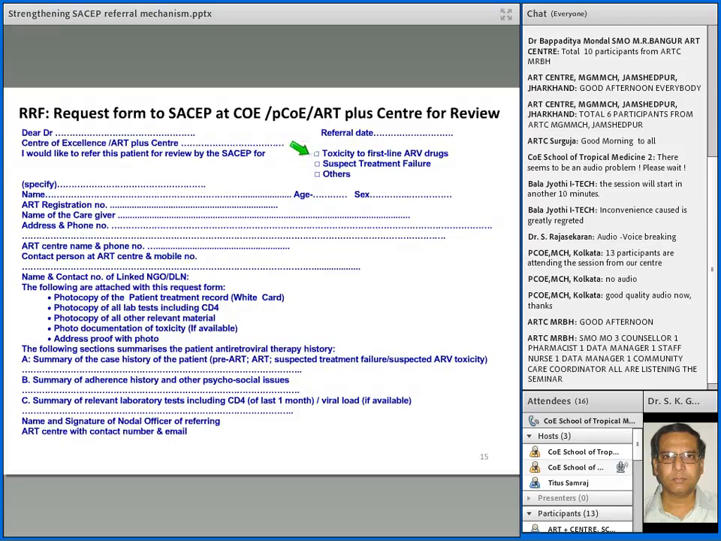And in case you are considering that your patient has a suspected treatment failure, probably an immunologic failure or clinical failure, then check the box for suspected treatment failure. And there can be others. Others can be something like a person who is already on second line therapy from the private sector and now wants to get the medicine from the government sector. You can mention that in the others category.